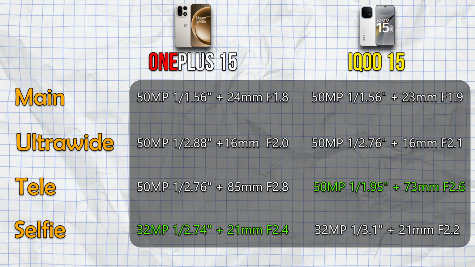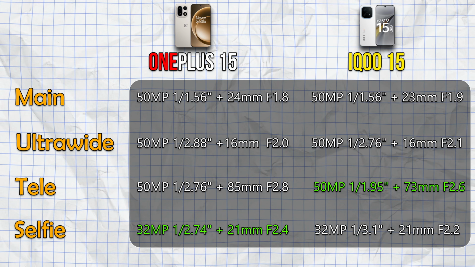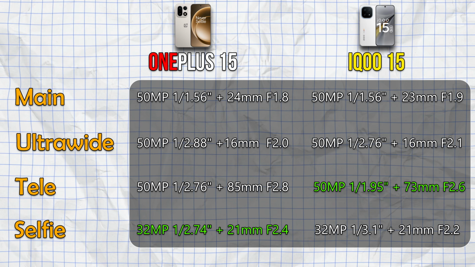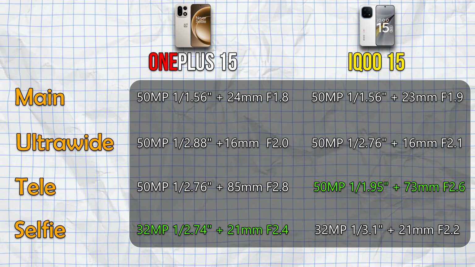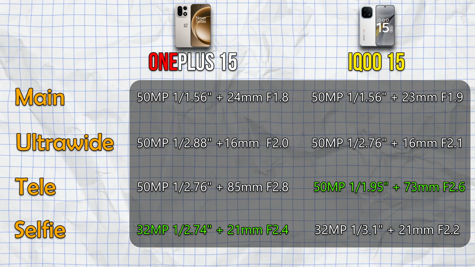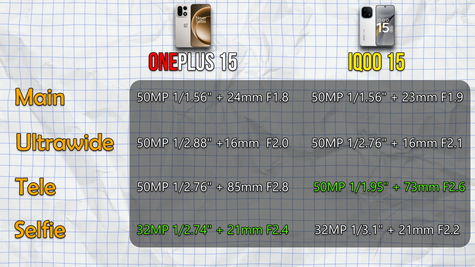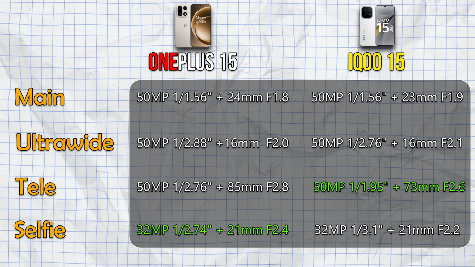Alright, first I want to start with the hardware comparison. You can see the specs here. The biggest difference is the telephoto setup. The iQOO 15 has a much bigger sensor and the lens also has a wider aperture. So the telephoto comparison will be the most interesting. The OnePlus 15 does have a better selfie setup with a much larger sensor and autofocus. So let's start with the video comparison.